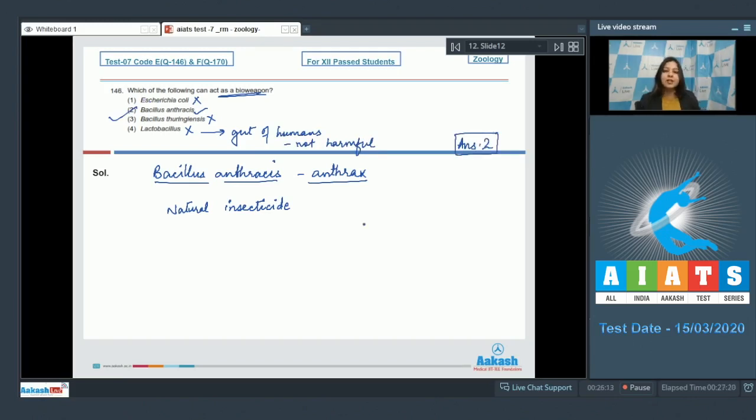Students, this question has been asked multiple times in various NEET papers, hence it becomes a very important question. So now moving on to the next question.